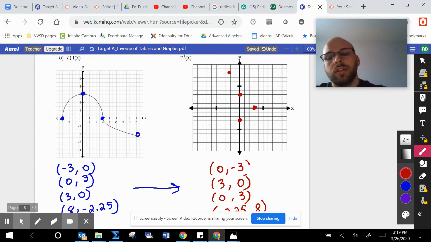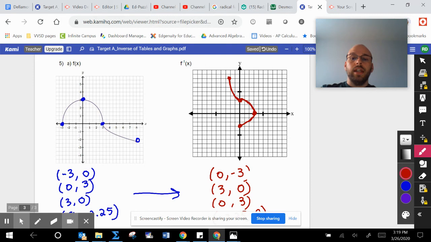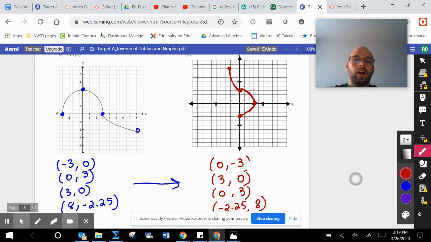So now we just have to connect those points, and I'm going to do it in the same order that I plotted them. So I have a little semicircle between these three points. And then if I continue on the curve, I have this little piece at the end. So that red graph would be the inverse graph of our original function.